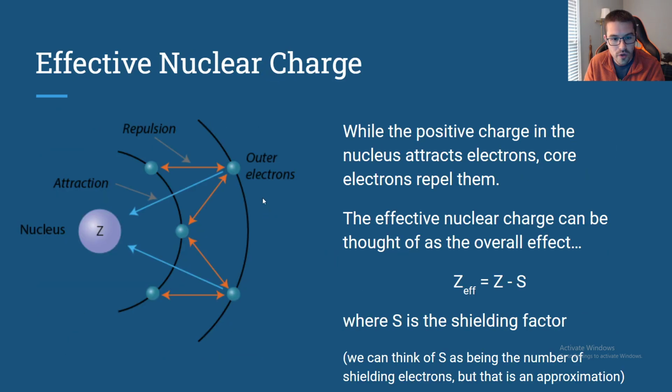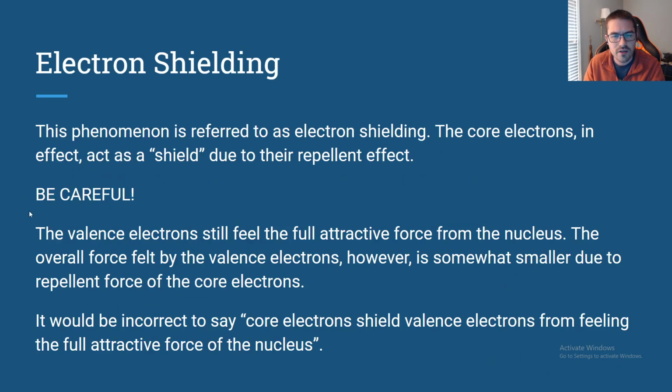Okay? And keep in mind, we are this outer electron, right? So these core electrons are kind of acting like a shield, protecting us, I guess, from the positive attractive force of the nucleus, right? Shields protect things, right? You have to be really, really careful, and I have to be really, really careful, in the way that we talk about these things. The valence electrons still feel the full attractive force from the nucleus, okay?